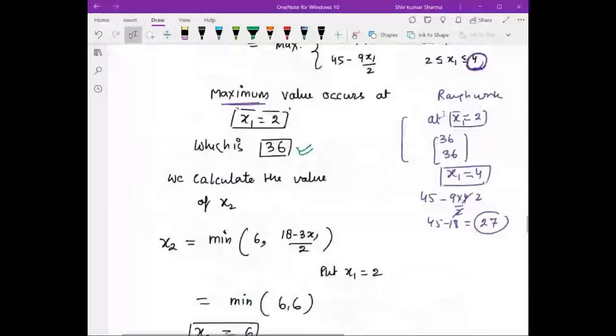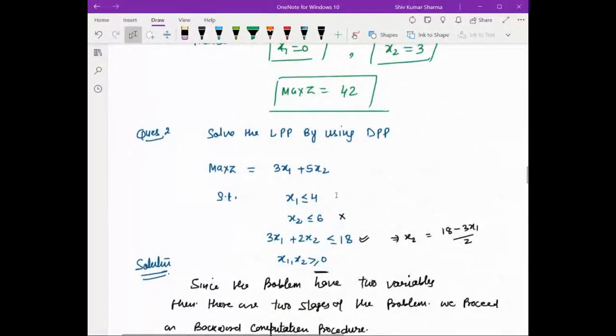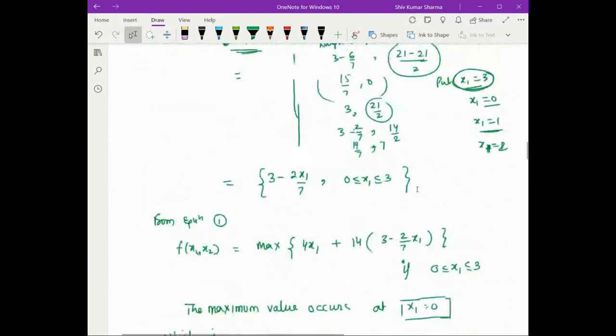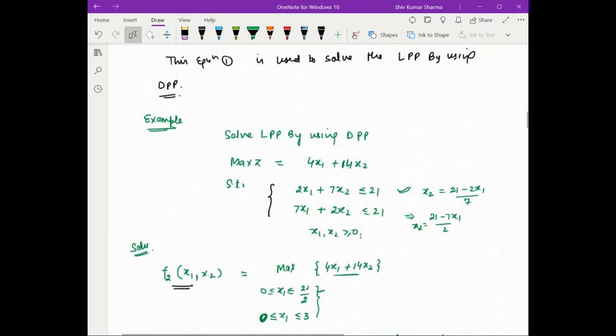Similarly, you can write the resources of this one. These are three constraints, so the resources are written in the form B1, B2, B3 because we have used three constraints, three different materials. Here we use two constraints, so the value of B1 and B2, the resources, we write as 21, 21.